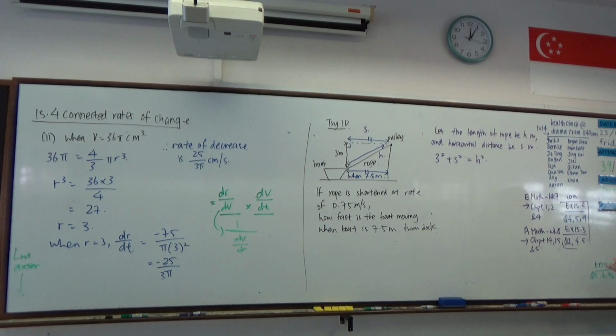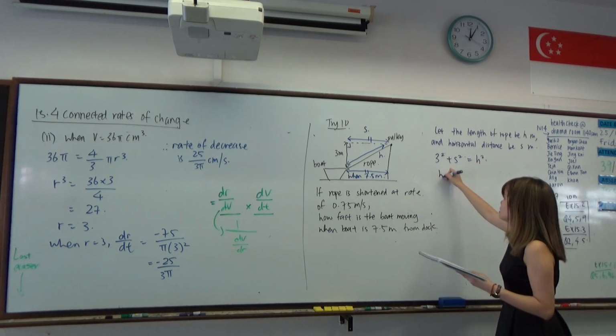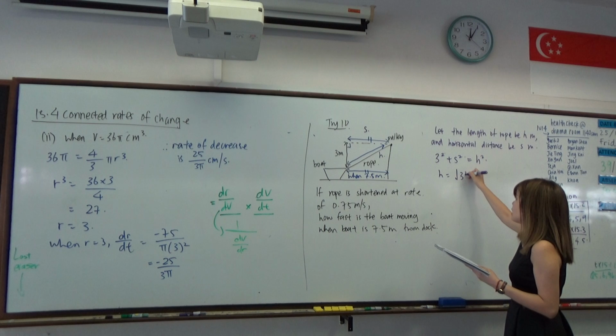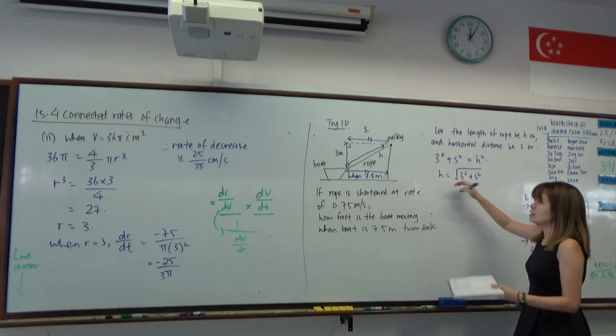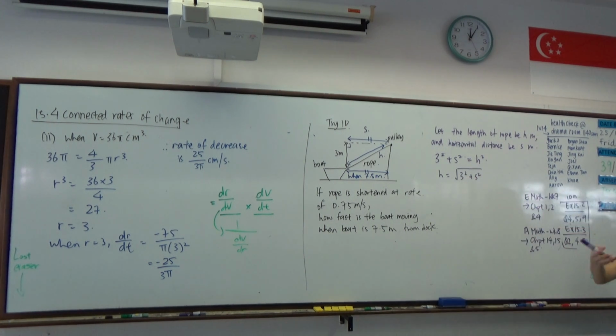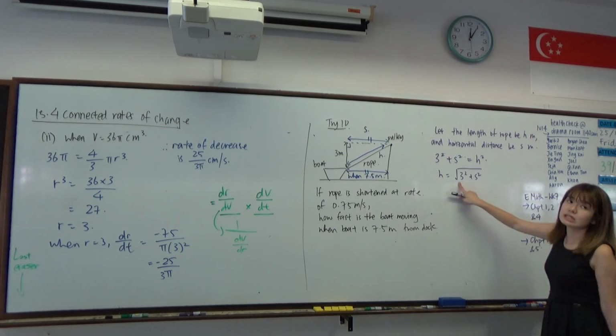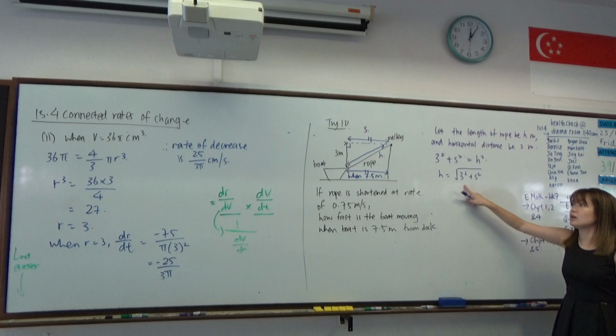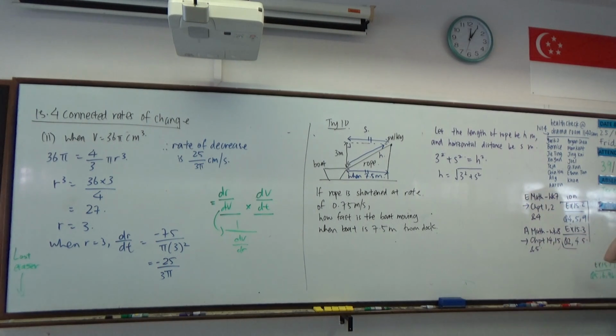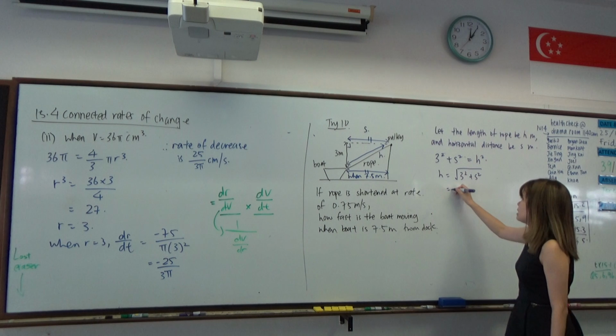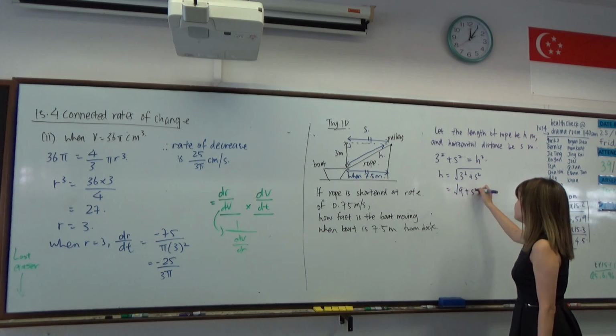In other words, H is equals to square root of 3 squared plus S squared. Because H is a distance, surely we will not be using the negative one. That's why we will only be using the positive square root of the formula. You understand what I'm saying? So let me simplify this. This will be 9 plus S squared.